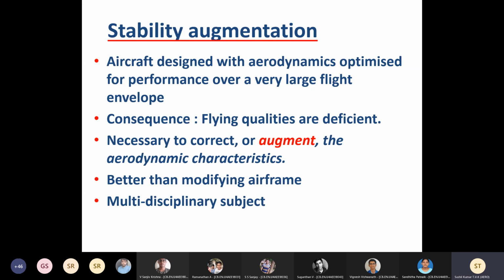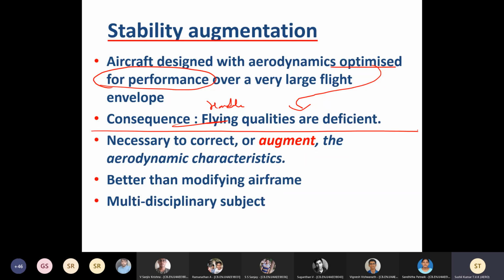Now, aircraft in your flight mechanics course, you would have optimized for performance. You always keep talking about performance for a large flight envelope. But the problem is, the moment you optimize it, the flying qualities, actually handling qualities, are deficient. So that's what finally, when you design an aircraft, you end up at this stage. Now you find that flying qualities are not okay.